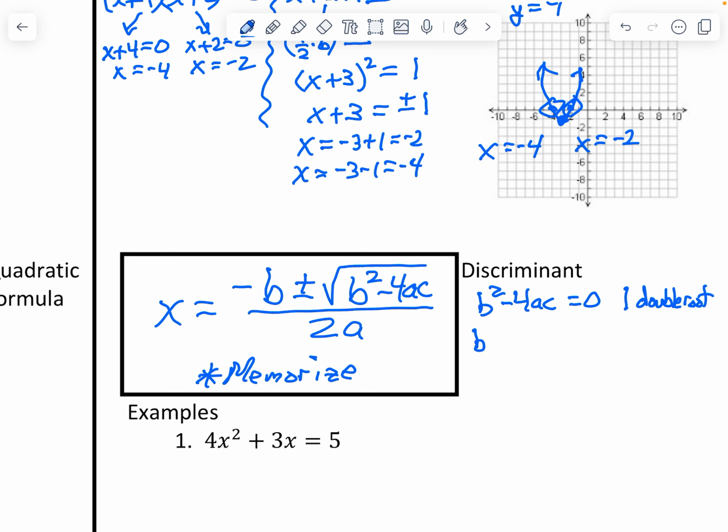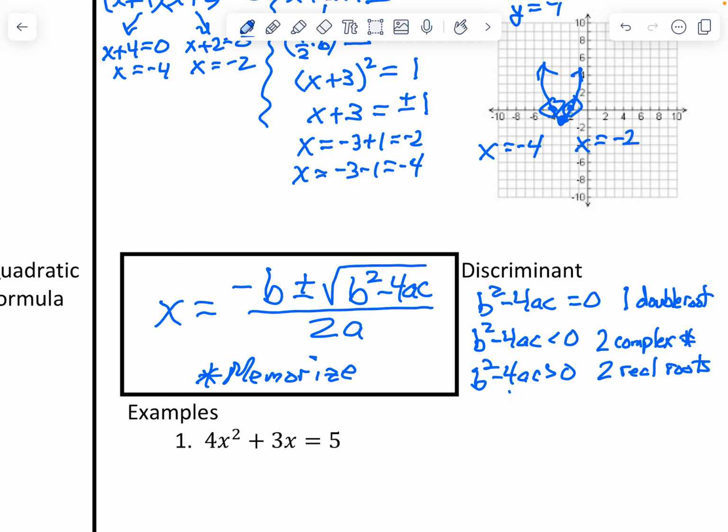Now, if you get b squared minus 4ac less than 0, that means it's a negative number. The square root of the number gives you two complex answers. Two complex numbers are your roots. Okay? Now, the last option we have is when b squared minus 4ac is greater than 0, you get two real roots.